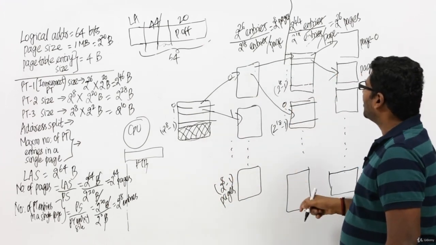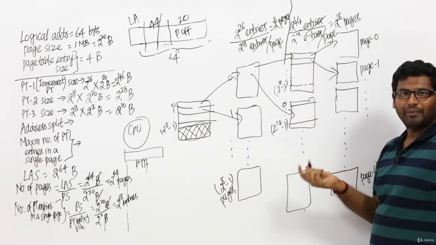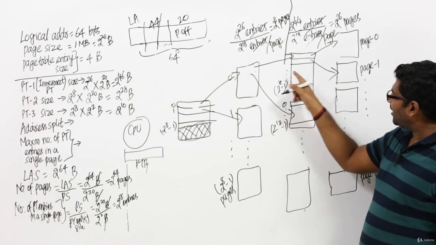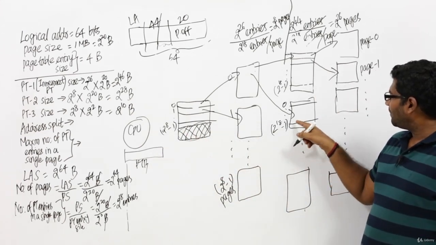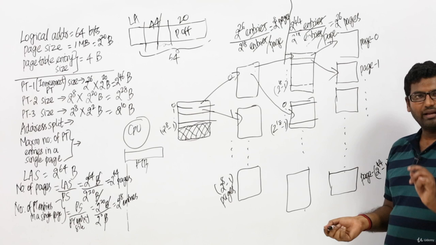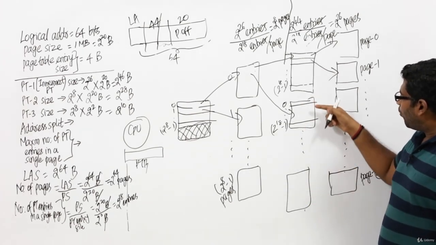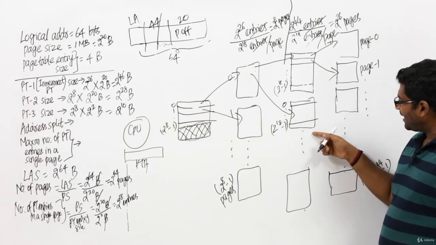That really depends on how many entries are present in a single page in this level, right? Because I will end up with one of the pages over here. When I'm coming from there, I will end up in one of the pages, either this page or this page or whatever, but I will end up in only one page. Now after reaching this page, I need to pick one among these 2 power 18 entries. We have a total of 2 power 18 entries.